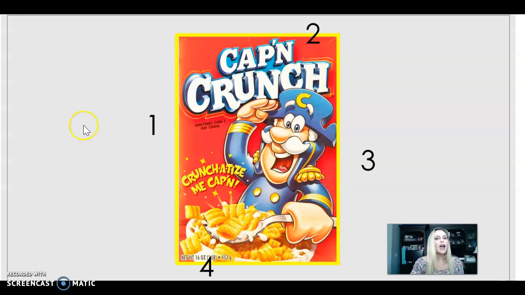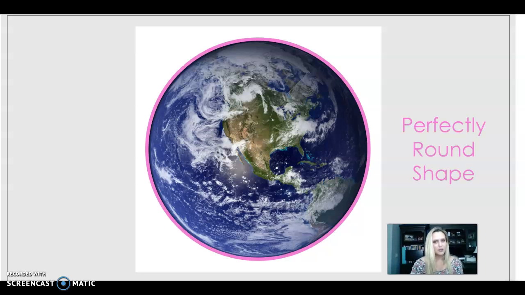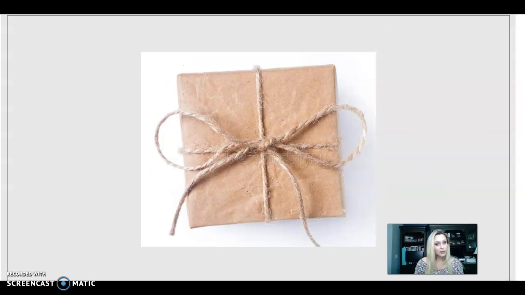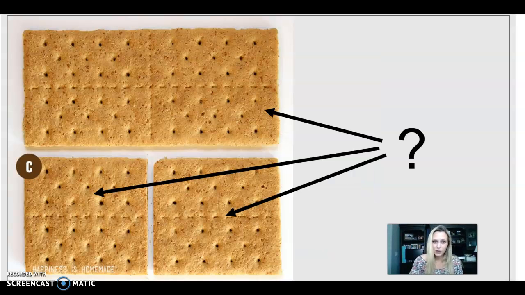Let's see if you're right. It is. It has 4 sides, but these 2 sides are longer, so it's a rectangle. Okay, what about this one? Good job, class. Another perfectly round shape. It's a circle. Okay, now this one. Good job, guys. You really know your shapes. This one's a square.